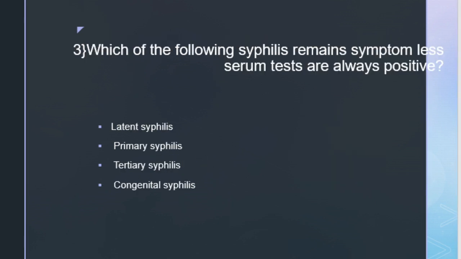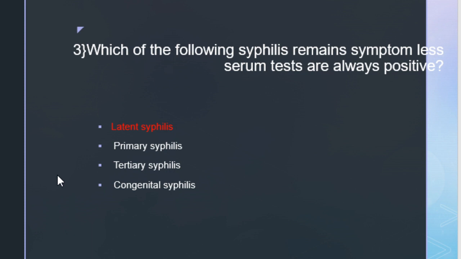Next is, which of the following syphilis remains symptomless but the serum tests are always positive? First is latent syphilis, primary syphilis, tertiary syphilis and congenital syphilis. Here the symptoms are not seen but the serum test for syphilis is always positive. That means the disease must be in a hidden state, and the rest, primary and tertiary, are the stages of syphilis which have their own symptoms, and congenital is totally a different thing. So the answer for this is hidden, that is latent syphilis.